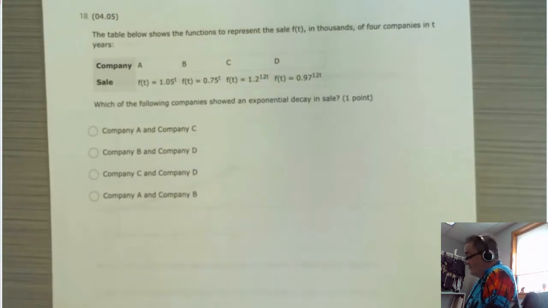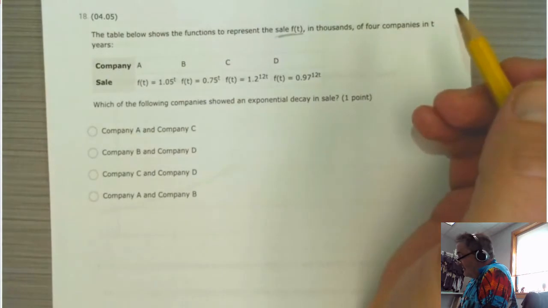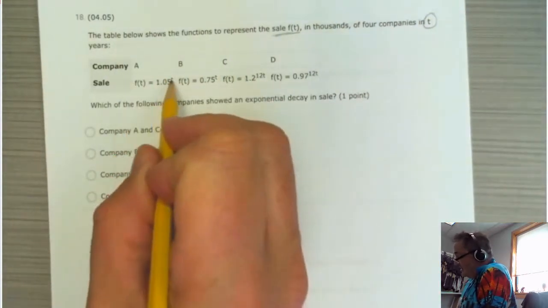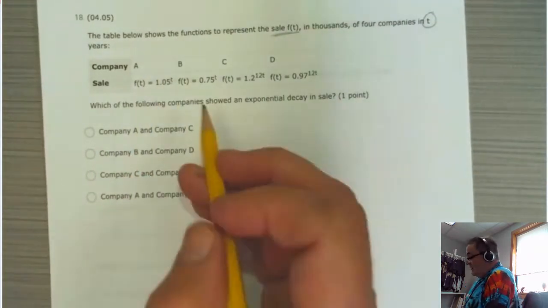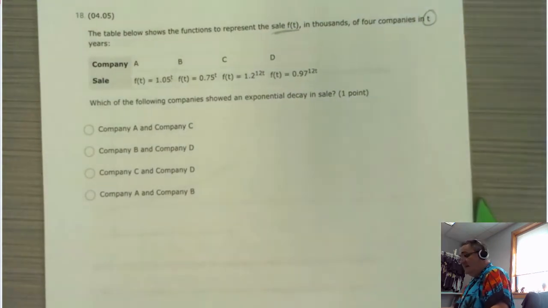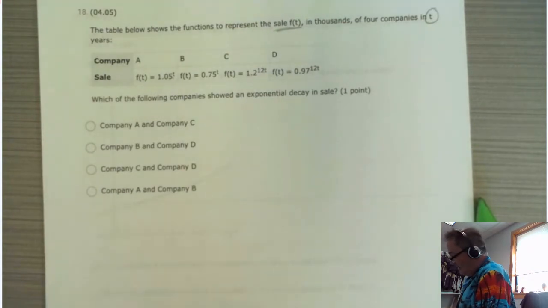All right, this table shows a function that represents the sale. F(T) is the sale in thousands of dollars of 4 companies in T years. Okay, so T is years. Which of the following companies showed an exponential decay in sale? Decay means it's getting to be less of it, like something that died and is decaying, becoming less, smaller. So decay would be anything less than 1, right?